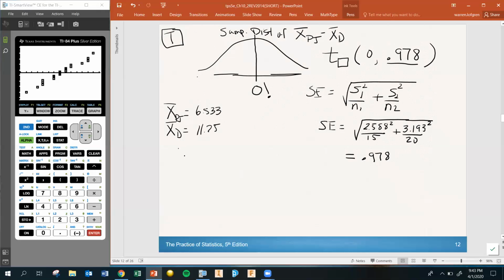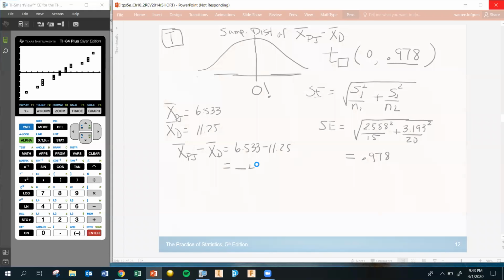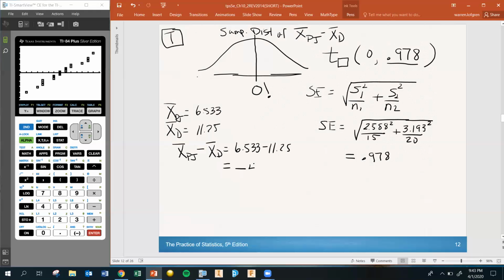And so what I need to mark is what is the actual difference that we saw. So if I subtract those two, 6.533, take away 11.25, I get an actual difference of our samples of negative 4.717. PowerPoint froze again. Doing too much work here. Here we go. Negative 4.717. And that's what I'm going to mark up here in our model. That's what we saw as our difference, negative 4.717.